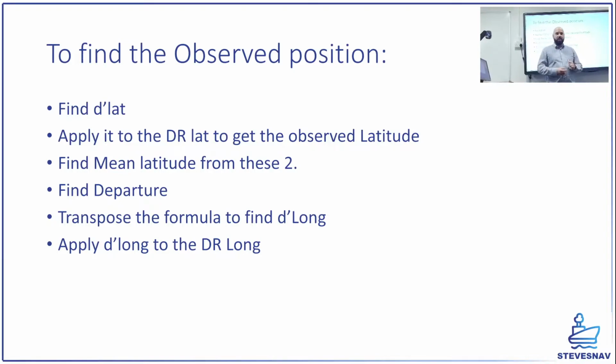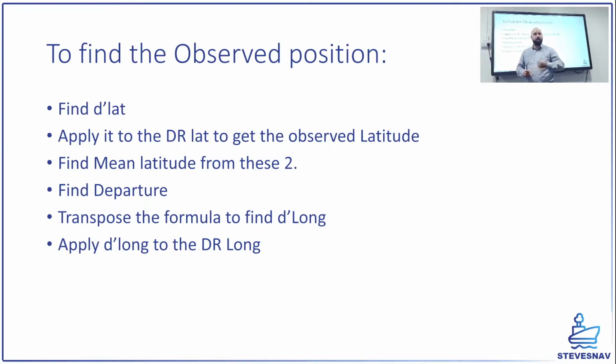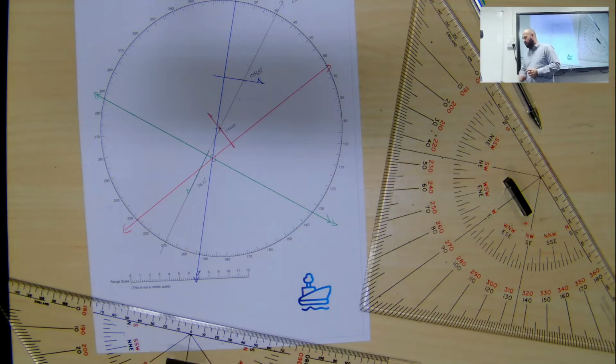Now we need to find our observed position. To do that, it's very simple. We just find a D-lat, apply that to the starting lat that we had, and then that will give us the observed lat. We can then find a mean lat, use that mean lat with a departure to get a D long. What I mean by that, we know departure is D long times cos mean lat. We've got a departure, we've got a mean lat, we can get a D long. How do we do it then? Well, we go back to our plotting sheet.